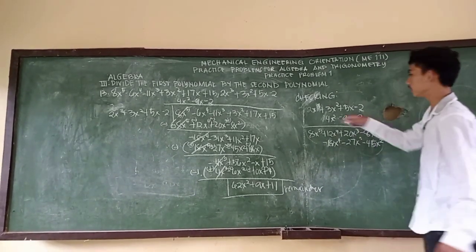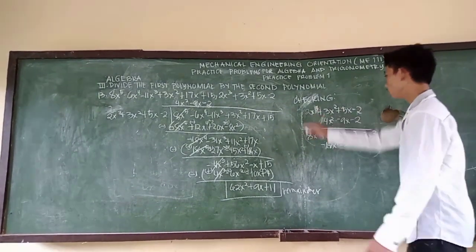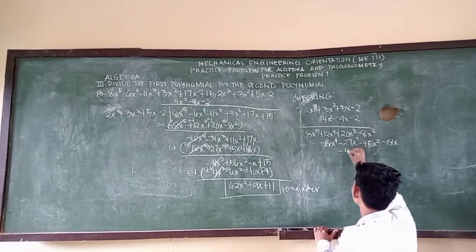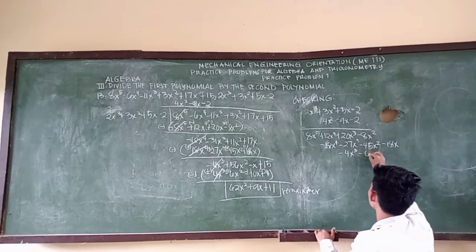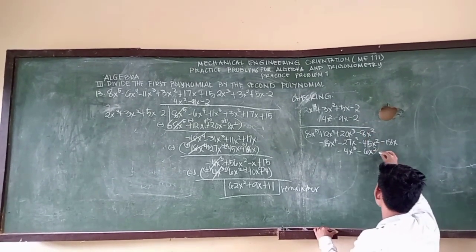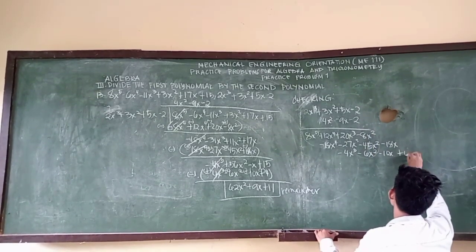And negative 9x times negative 2 is positive 18x. Negative 2 times 2x cubed is negative 4x cubed. Negative 2 times 3x squared is negative 6x squared. Negative 2 times 5x is negative 10x. And negative 2 times negative 2 is positive 4.